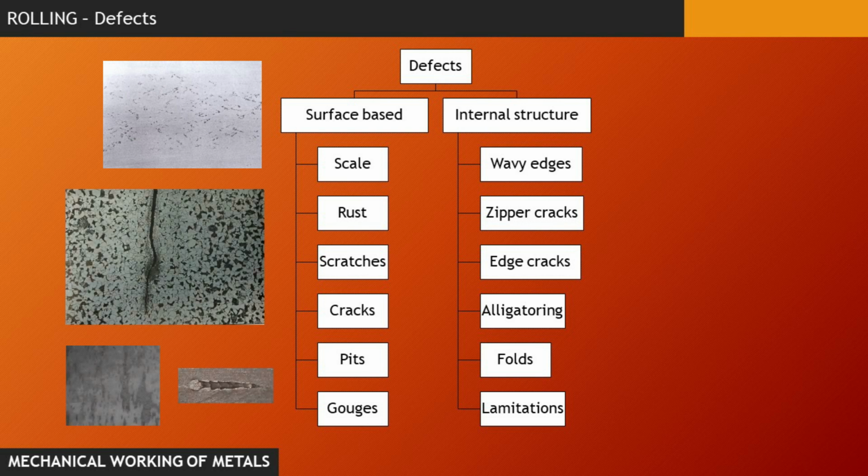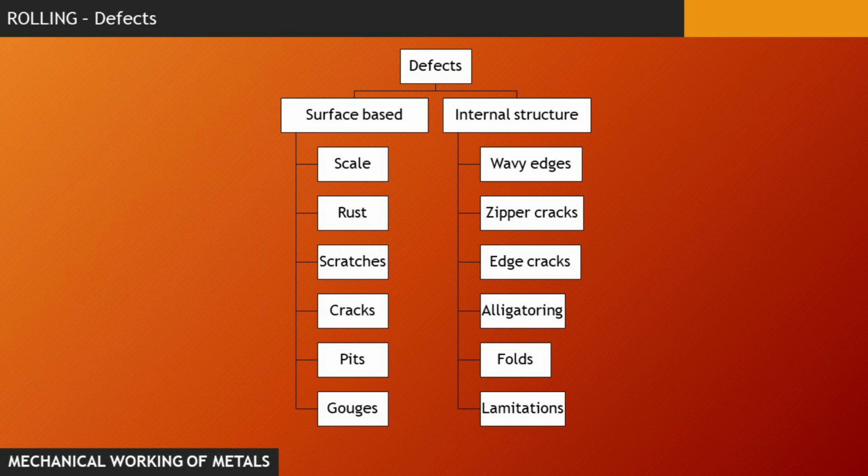These defects occur due to the impurities and inclusions in the original cast material, that is the billet or the bloom, or various other conditions related to material preparation and rolling operation.